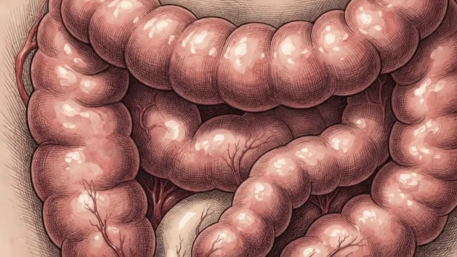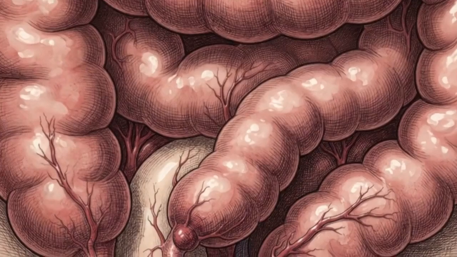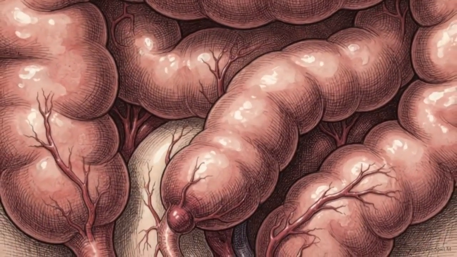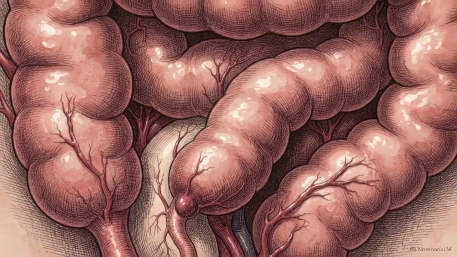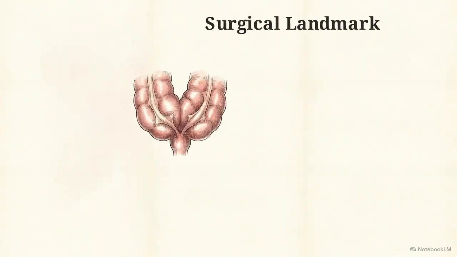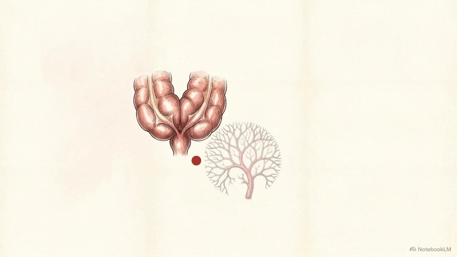The vermiform appendix is a dynamic, vascularly vulnerable organ. Its frequent pathologies demand a precise understanding of its highly variable anatomy and surrounding structures. Regardless of where the tip of the appendix points, surgical navigation relies on one absolute bedrock landmark, the confluence of the three cecal taenia coli. These longitudinal muscle bands trace down the large intestine and merge exactly at the appendiceal base.